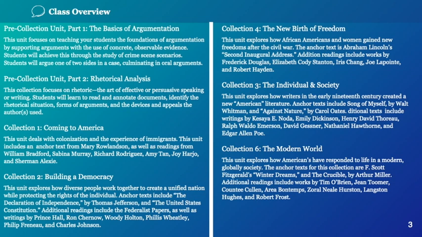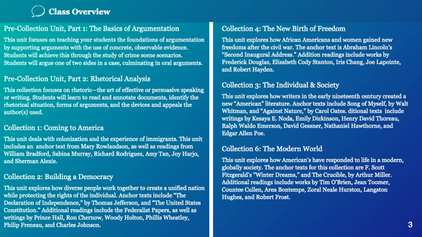It's the colonizing of America. We're going to be looking at the experience of the colonizers, the colonized, and immigrants in the modern day. Then collection 2, building a democracy. There's a lot of crossover here with your government or U.S. history class. We're going to be looking at the Declaration of Independence and the Constitution, but from a rhetorical standpoint, from the standpoint of their literary and argumentative features.